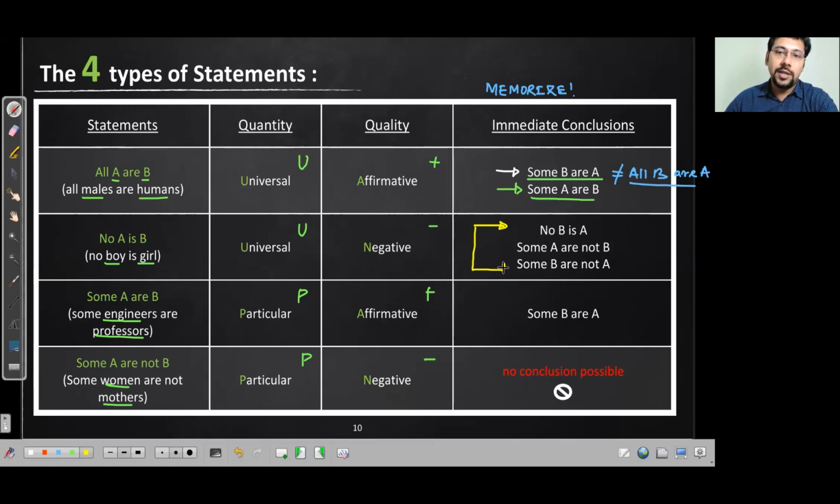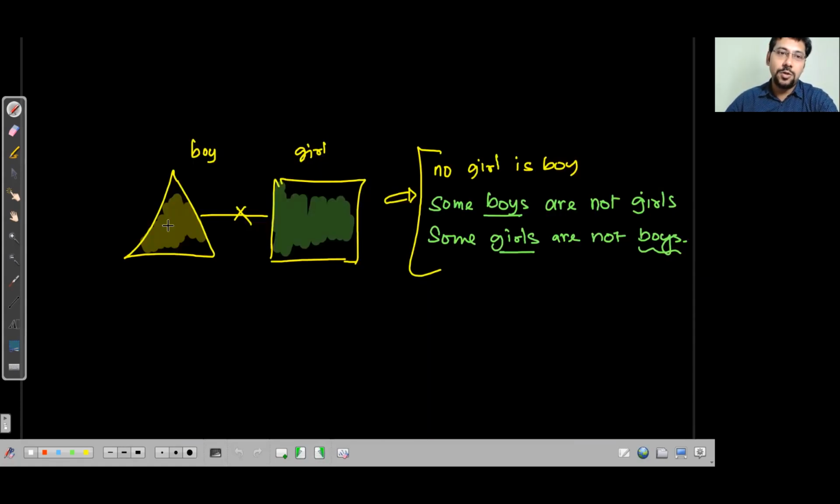This is the trio that we can always deduce from a set called the universal negative, which is: no B is A, some A are not B, and some B are not A. What we can never say is some of the A may be B. Even in this case, the "may" is not possible, right? Some A may be B, nah, never. Some B may be A, nah, never. Because you have restrictively said that no boy is girl, so the whole set of boys is not going to intersect, even at a single point, the set of girls.